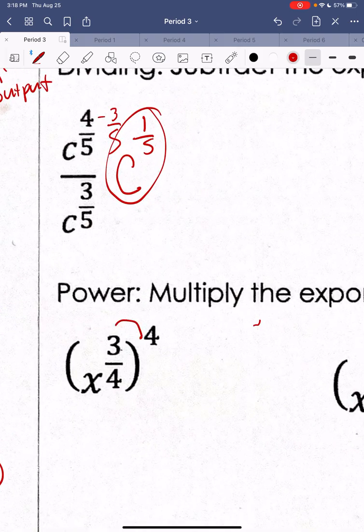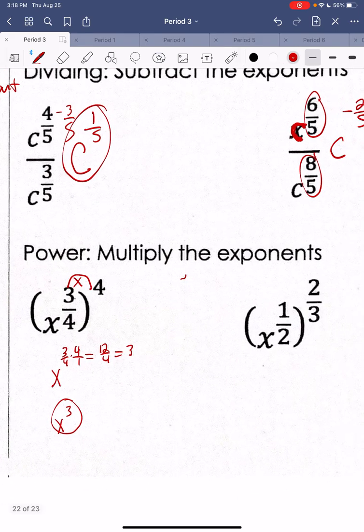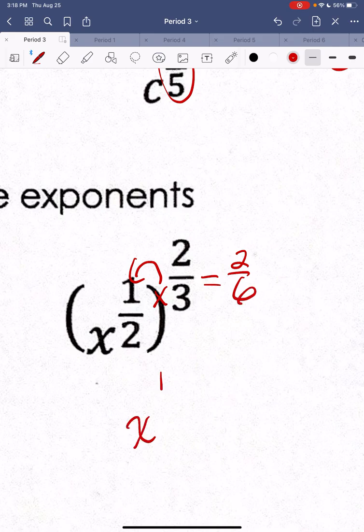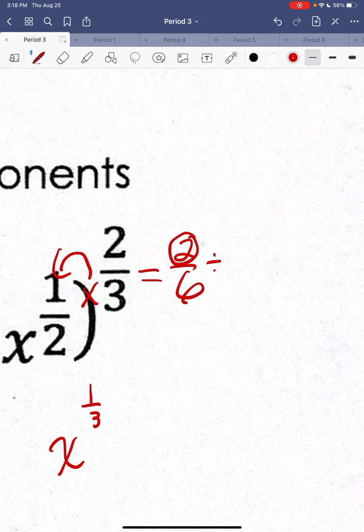If we see two exponents, one on the inside and one on the outside, that's our cue to multiply. So we would do 3/4 times 4. To multiply fractions, you multiply straight across, which would be 12 over 4, which is 3. So our new simplified exponent is x to the third power. Again, I see an exponent on the inside and the outside, so that's my cue to multiply. You multiply straight across, which would give you 2 over 6, which is the same as 1/3. If you don't know how to simplify fractions, you're looking for the greatest common factor between 2 and 6, which is 2.